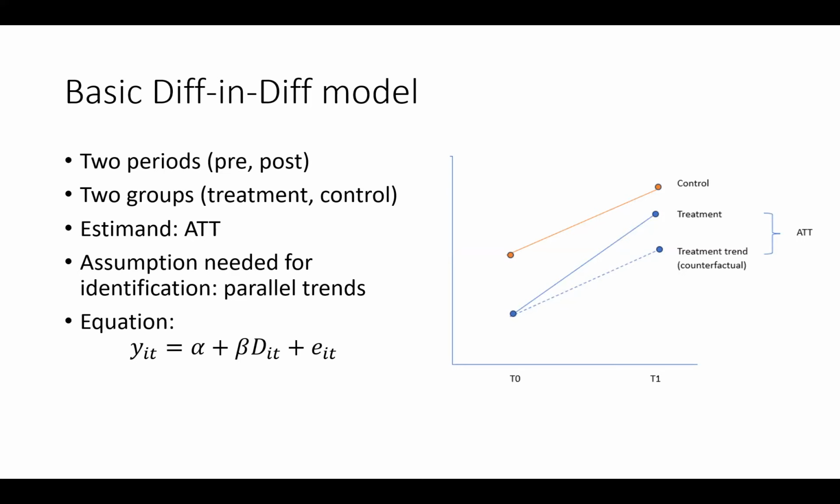So this is the very basic difference in difference model. You have two periods of time, a pre-period and a post-period, and the same units observed in both periods. You have two groups, a treatment group and a control group. Those terms are usually used in randomized control trials, but the treatment is the group that has some kind of policy applied to it. The control group is another group that doesn't have the policy. And the thing we're interested in estimating here is what was the effect of this policy in the treatment group? So that's the ATT, or the average treatment effect on the treated.